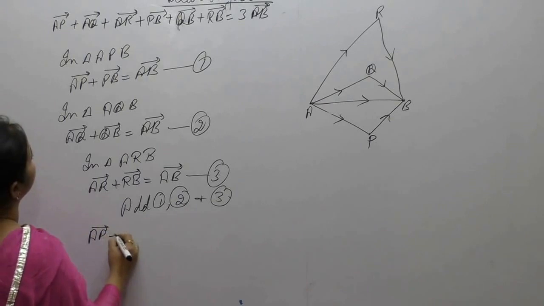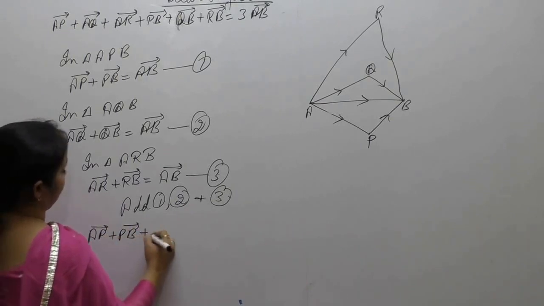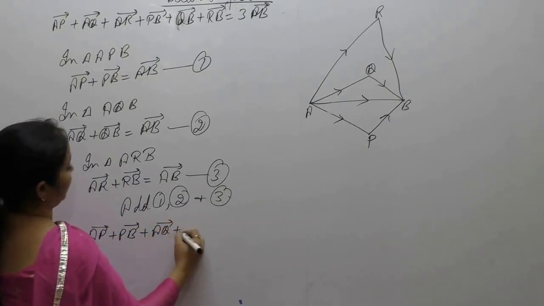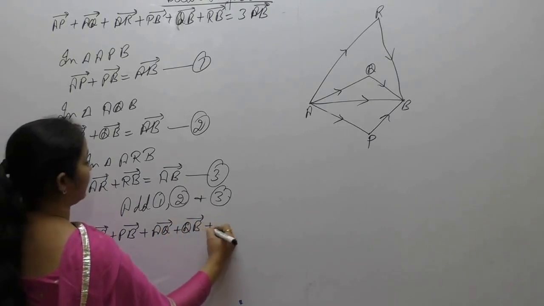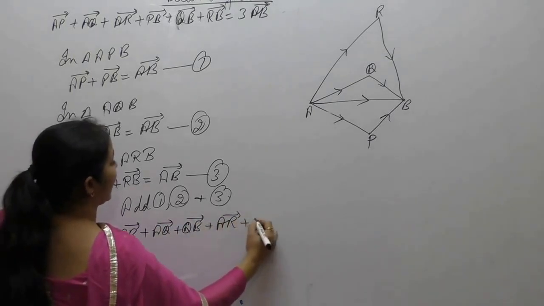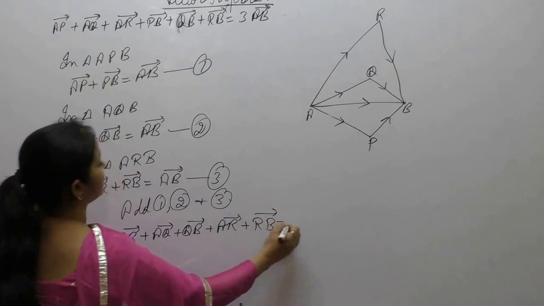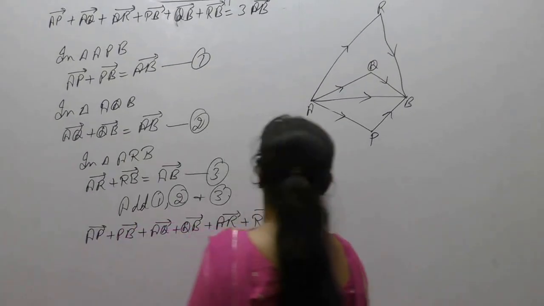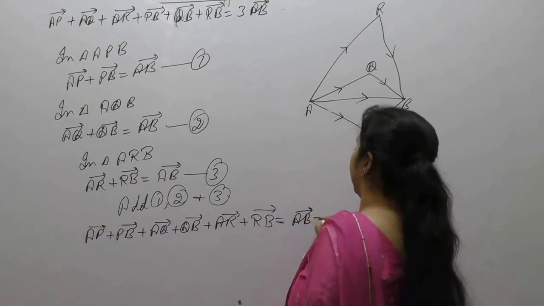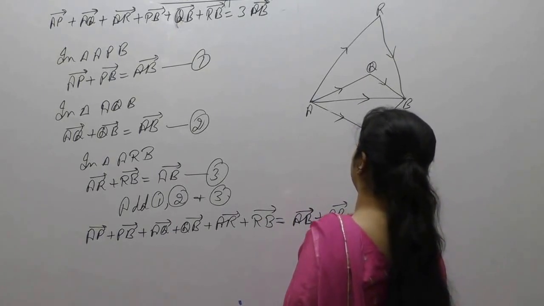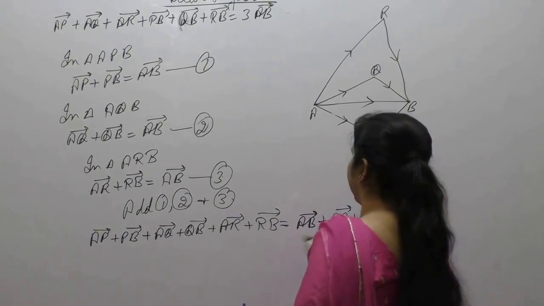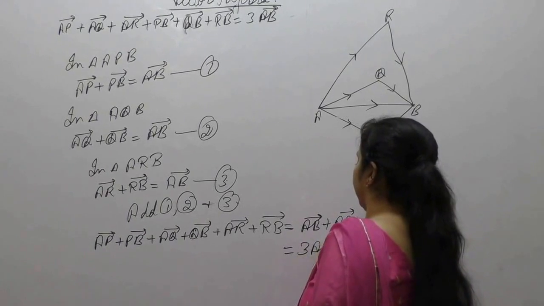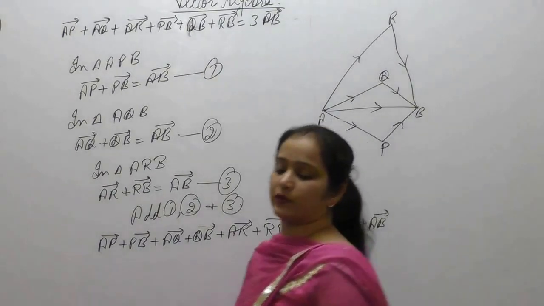AP plus PB plus AQ plus QB plus AR plus RB vector is equal to, on the right hand side, AB vector plus AB vector plus AB vector. That is 3 times AB vector. That is what we want to prove.